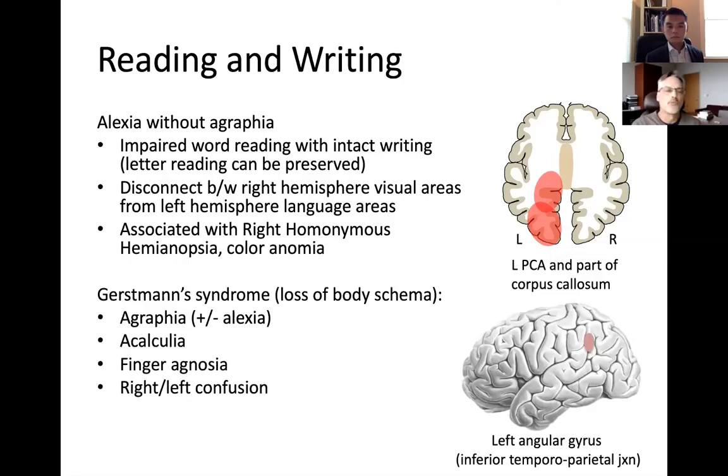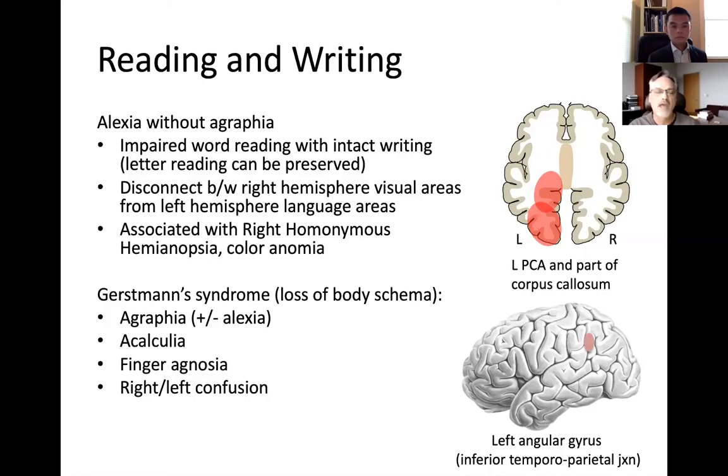The next syndrome that we're going to talk about is Gerstmann syndrome, and it involves agraphia, but it has other cardinal symptoms as well. Gerstmann syndrome happens after a lesion to the left hemisphere and to the angular gyrus, the inferior temporal parietal occipital area, kind of the junction or the coming together of those different areas. Gerstmann syndrome has 4 cardinal symptoms. One is agraphia, which we described above, that may or may not be present with alexia.